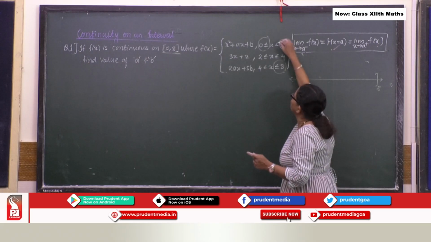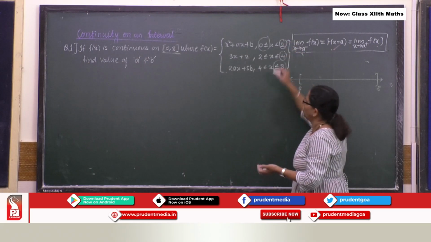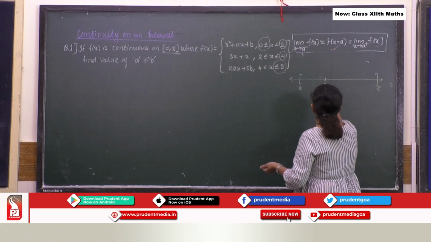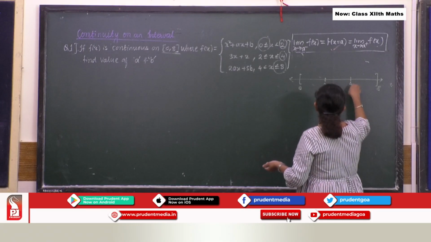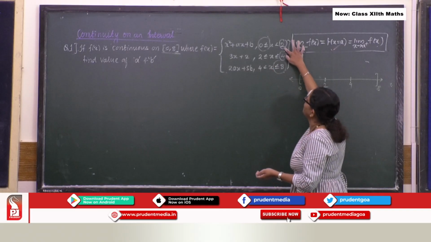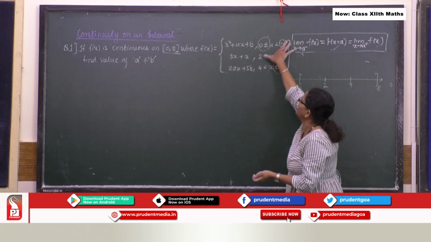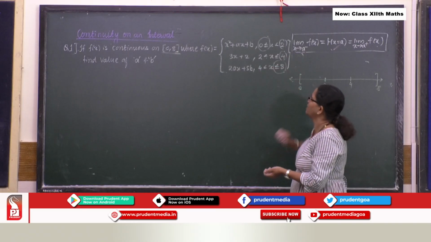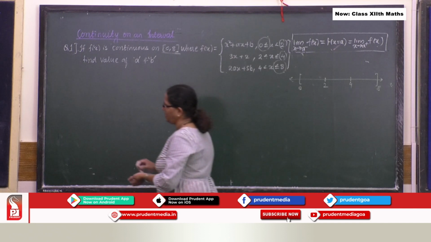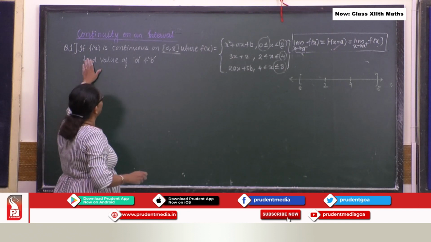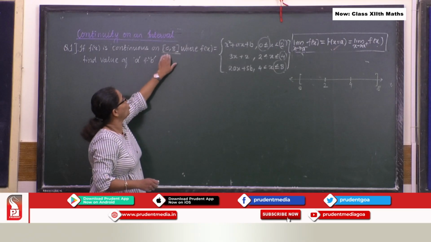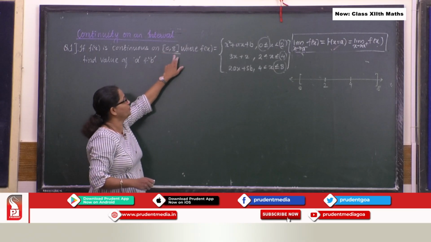You can see this 2 and this 4. So 2 critical points we have here, that is 2 and 4. Why am I saying these are 2 critical points? You can see there is a break here as well as a break here. So now I am saying the given function is continuous over this closed interval 0 to 8.